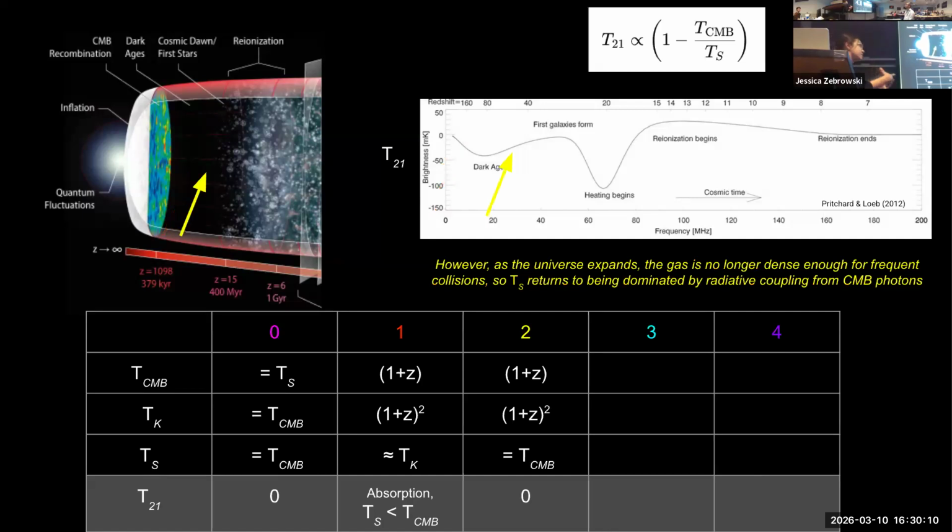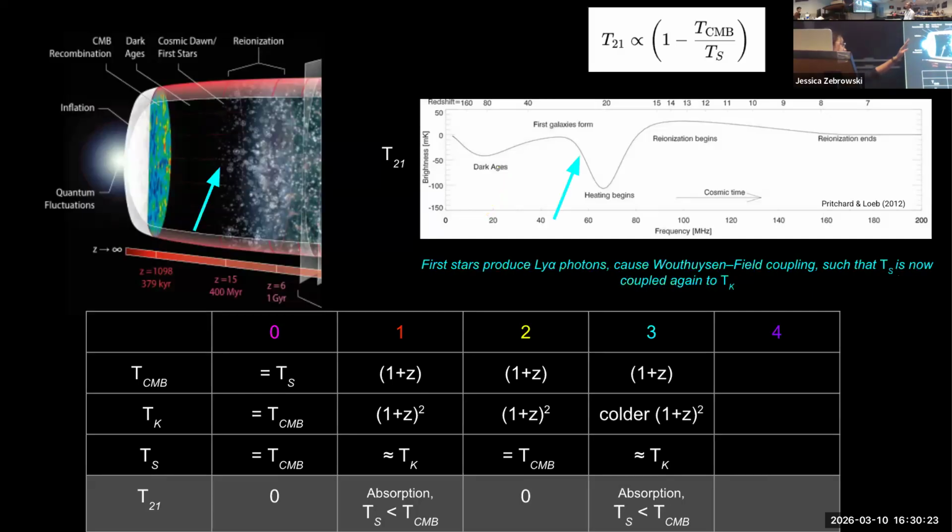But then, as the universe is still expanding, it gets a little bit less dense, and the gas is no longer dense enough for these frequent collisions. So TS returns to being dominated by the radiation cooling from the CMB photons, and you get out of this dip and it goes back up again. But if you remember on this far left side on this plot, things start happening in the universe. So you start having the first stars. They are producing these Lyman alpha photons.